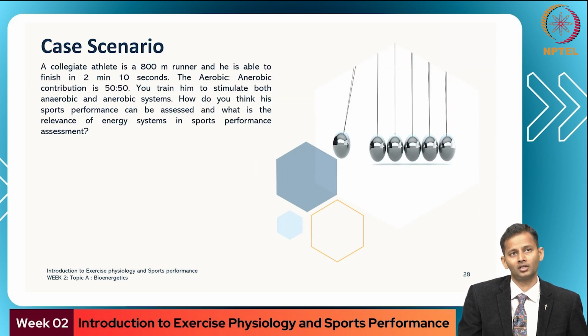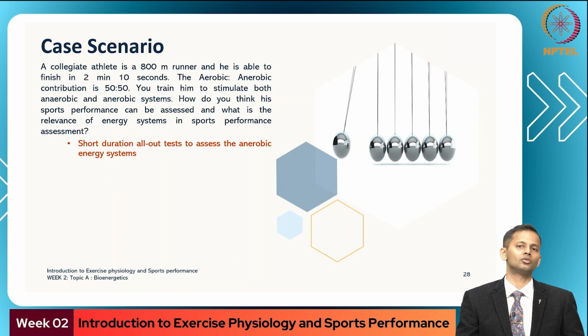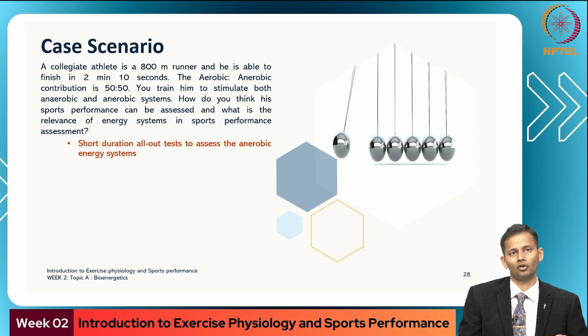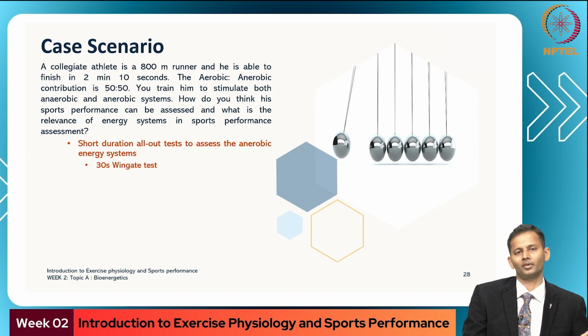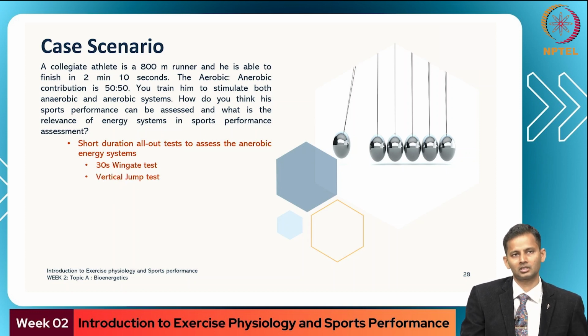Let's proceed further. The same individual, you stimulated both the systems by training. So how do you think you can assess it? And what is the relevance of the energy system in performance assessment? There is relevance. You have trained the anaerobic system using short duration activities, so you will also have to assess using a short duration all-out test for the anaerobic energy system. If you want to assess it in a laboratory setup, it will be a 30-second Wingate ergometer test. If you want to test it in the field, you can have a vertical jump test or a standing broad jump test.